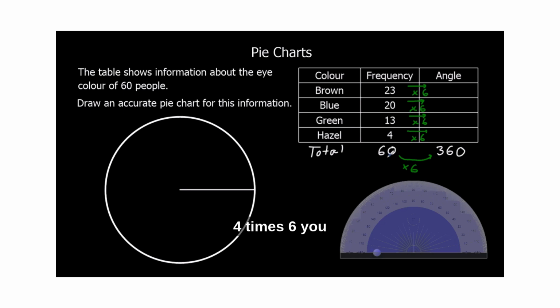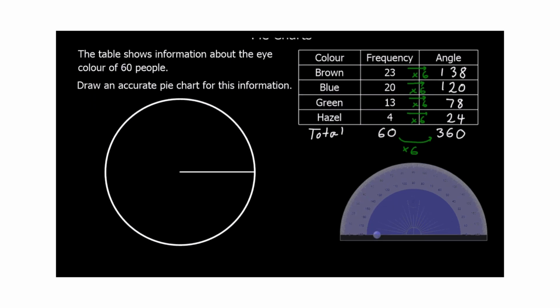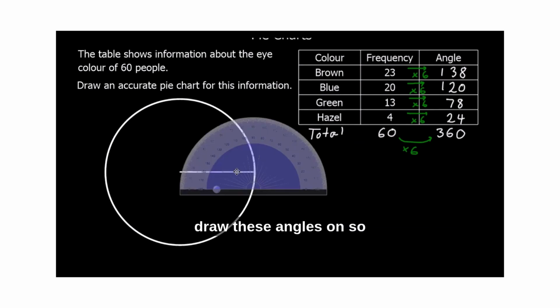So 4 times 6, you can probably use a calculator for these numbers, but 4 times 6 should give us 24. 13 times 6 should give us 78. 20 times 6 is 120. And 23 times 6 should be 138. Okay, so we've got our angles. We can check that these numbers add up to 360, which they do. And now we're going to grab the protractor and draw these angles on.